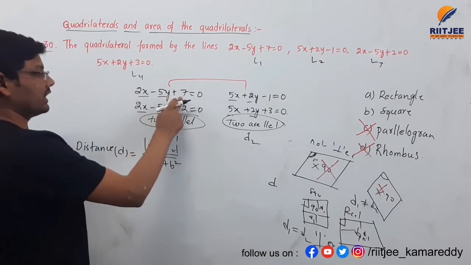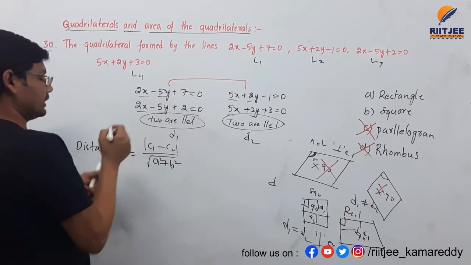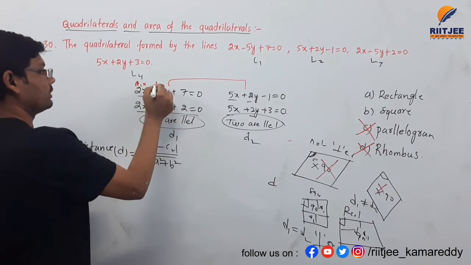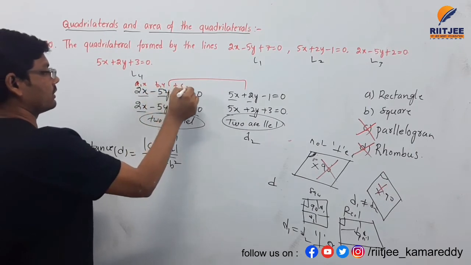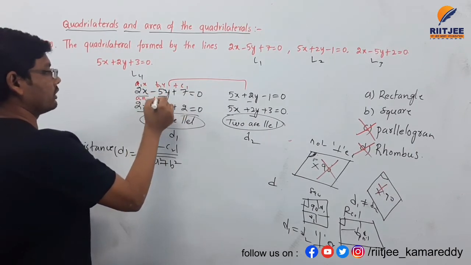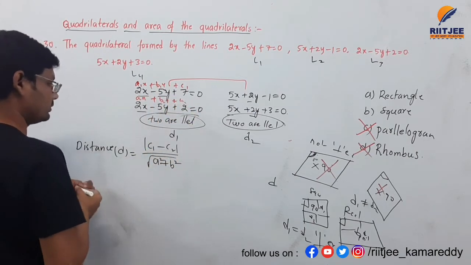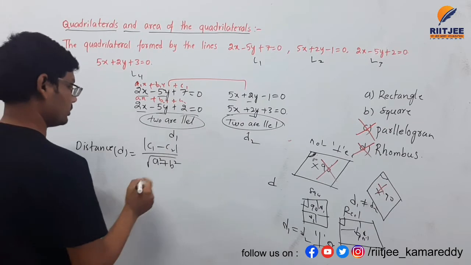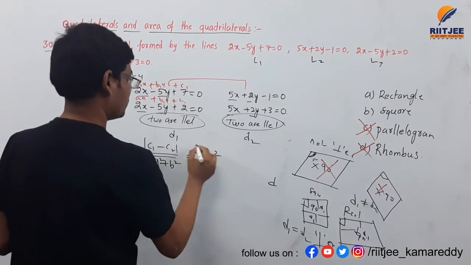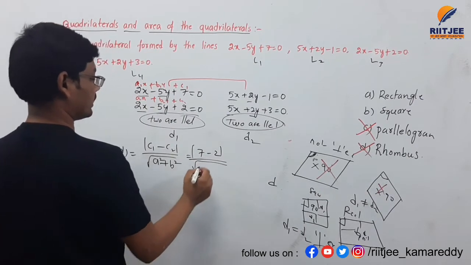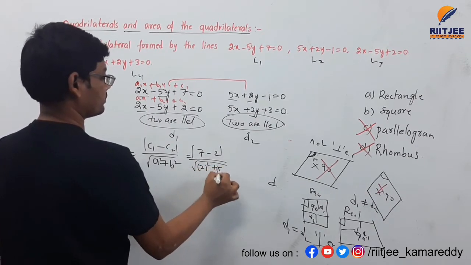Where C1, this is C1, C2. This is A1x plus B1y plus C1, A2x plus B2y plus C2. So let's substitute the values here. C1 minus C2, that is 7 minus 2, divided by A and B, which are common for both the lines here, 2 square and 5 square.